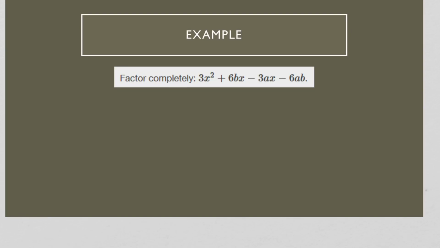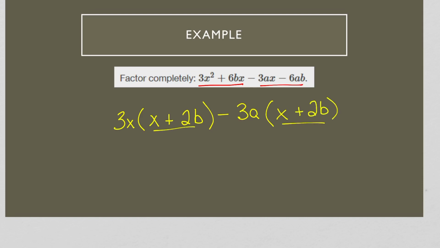All right, for this one, we've got 4 terms. So let's factor by grouping. So let's factor those 2 and then factor those 2. Whenever we factor these 2, what do they have in common? They've got a 3 and an x in common. And then that leaves us with x plus, let's see here, 2b. And then we're going to bring down the minus. And then these guys have in common a 3 and an a. And so then we're left with x plus 2b. All right, so those match. That's good.